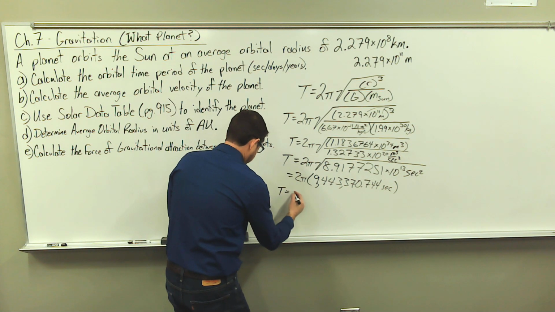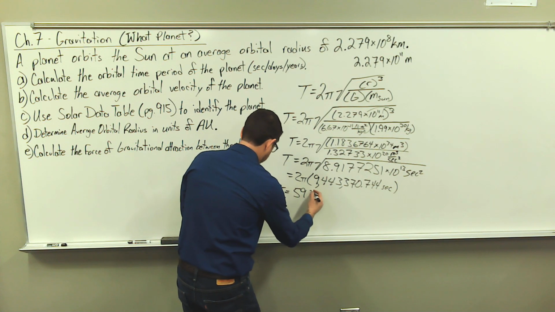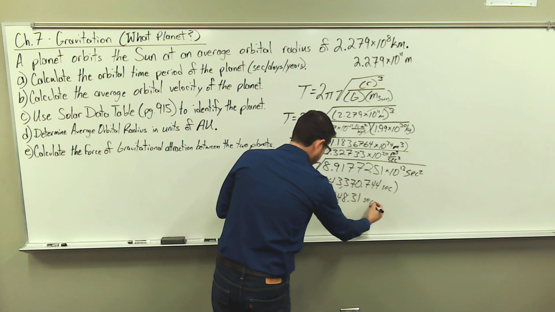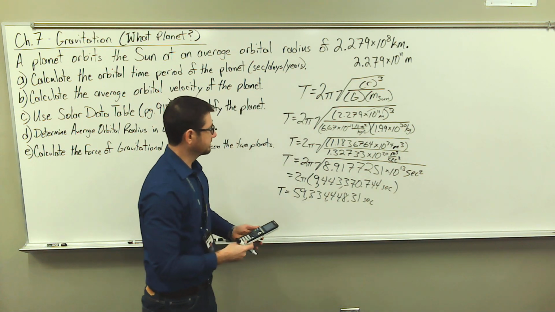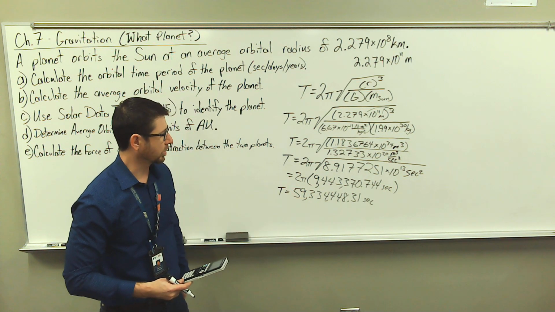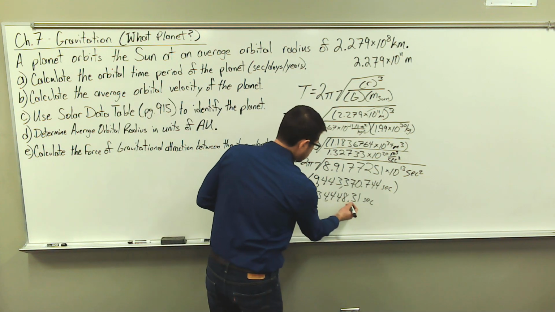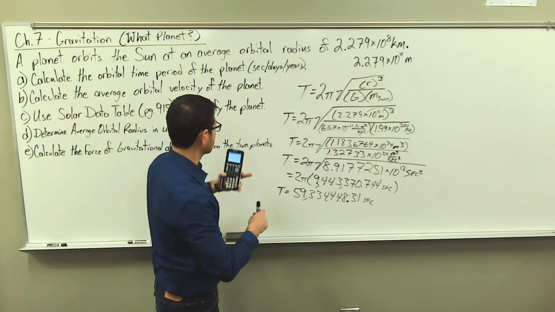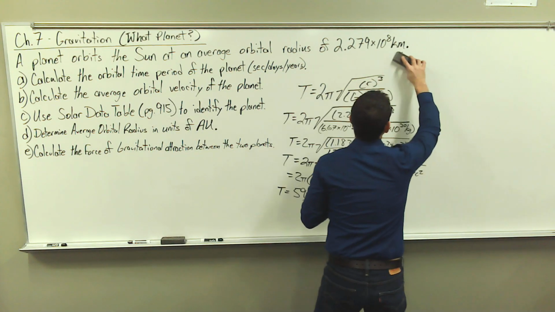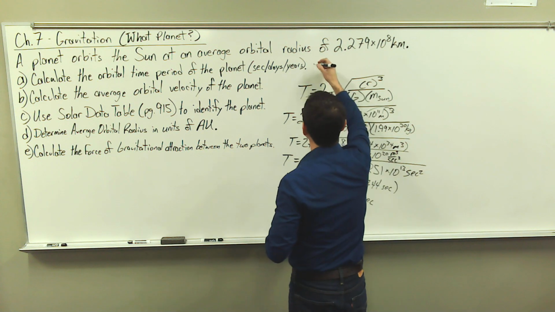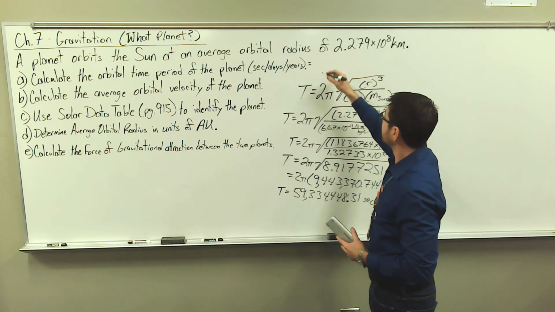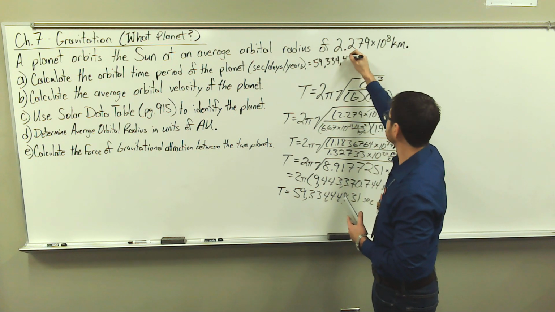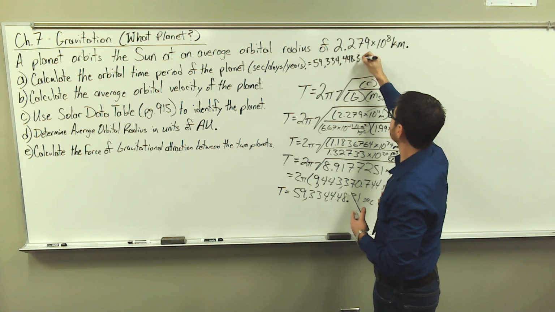And this gives me 59,334,448.31 seconds. So a lot of seconds here, okay? And I'm going to go ahead and write the answer by part A. So in units of seconds, our orbital time period for this planet is 59,334,448.31 seconds.